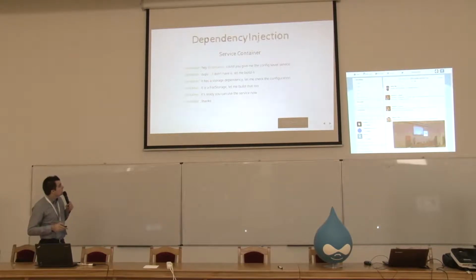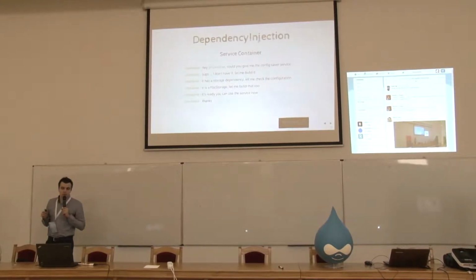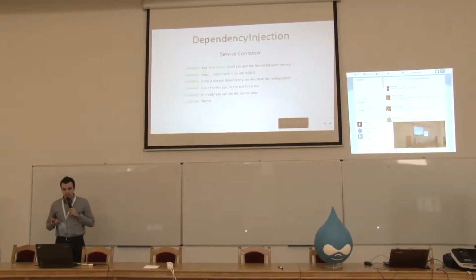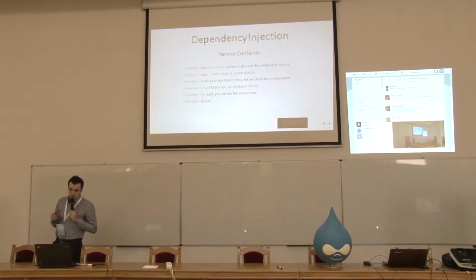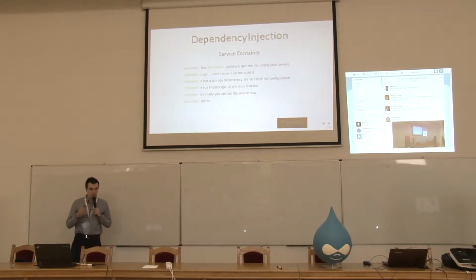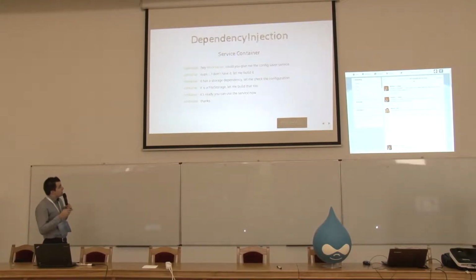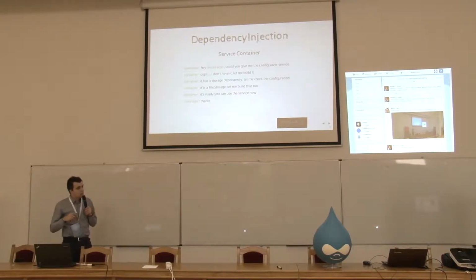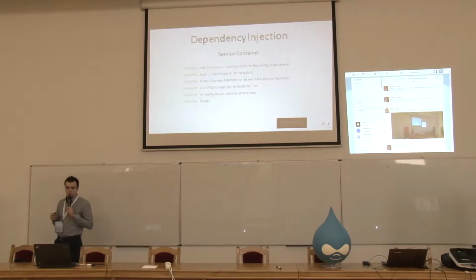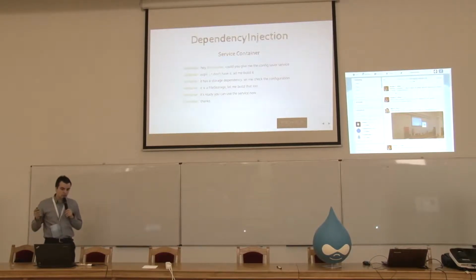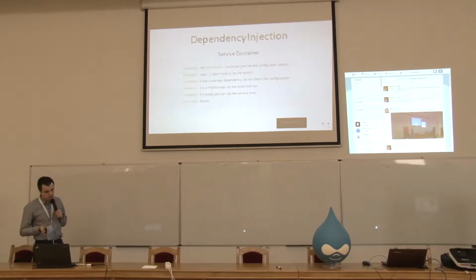What this does is, let's say in a controller you need the config saver service. And the container says, oops, I don't have it, but I can build it because the container has a configuration file from which it can load the dependencies. It sees that it has a storage dependency. Let me check what this dependency is about. Oh, I see it's a file storage. Let me build that too. Inject it in the config saver service, and then you can use it.